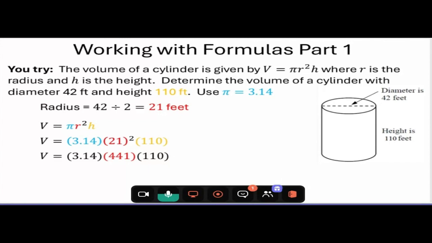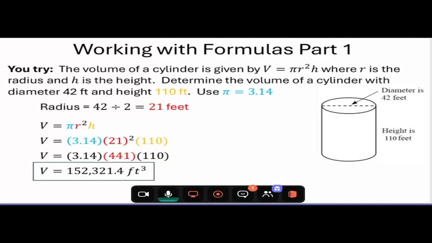And now let's multiply those 3 numbers together. And again, you can just do that in one shot on the calculator. And assuming I made no mistakes, I get 152,321.4. If you ever catch anything wrong in any of these, let me know.